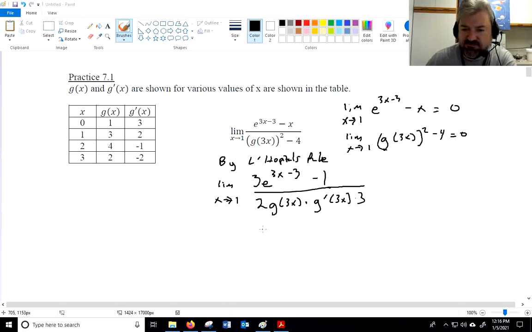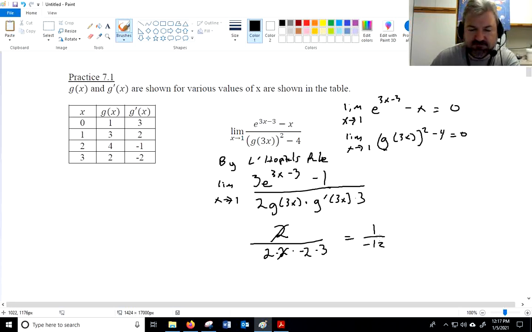All right, so now we will evaluate. If I plug in 1 for x, I get 3 to the 0. 3 times e to the 0 is 3, minus 1 is 2. And we know that g of 3 is 2. So that becomes 2 times 2. G prime of 3 is a negative 2, and then times 3, I'll just reduce that. So that makes this a 1 over negative 12.